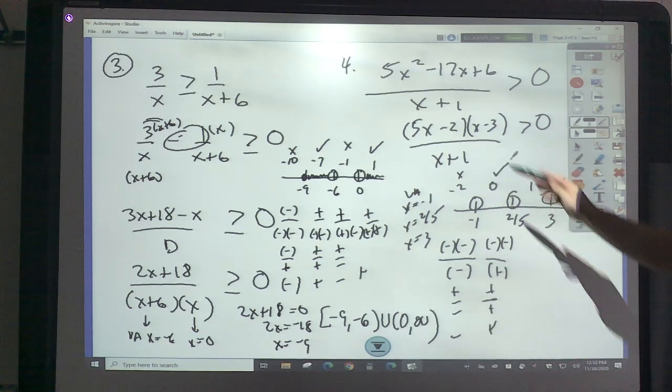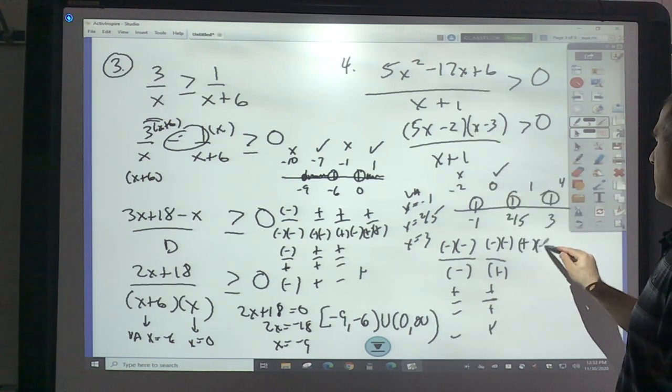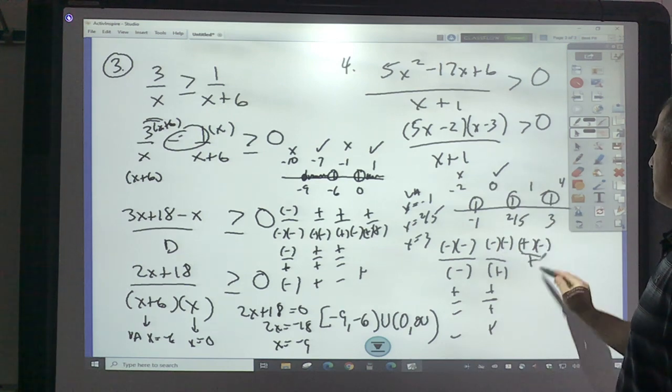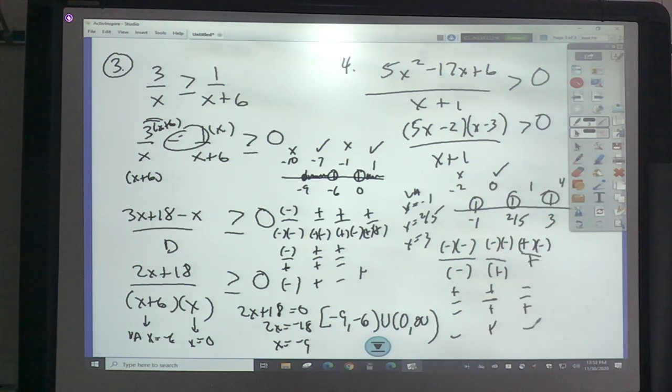Okay, if I put 1 in, that'd be positive. 1 in there would be a negative. 1 there would be positive. That's going to be a negative over a positive, which is going to be a negative. Okay, put in 4. Okay, all right.